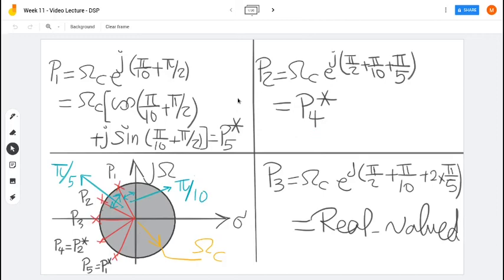The third pole we have is a complex number whose magnitude is omega c, whose angle is pi by 2 plus pi by 10 plus 2 pi by 5. This will give us actually omega c e to the power j pi, which would basically be a real valued and negative number. Now we have all the poles.